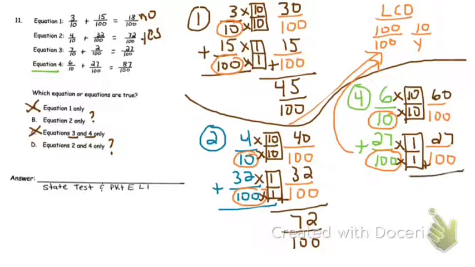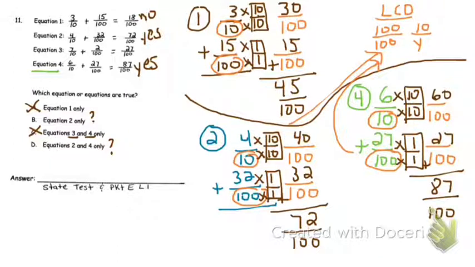My denominators are the same, so now I can add these. Common denominators, the denominator stays the same, so that's going to be the 100. And now I add my numerators. 0 plus 7 equals 7. 6 plus 2 equals 8, so I have 87 hundredths. Let's look up by equation 4. Oh, and that says 87 hundredths. So equation 4 is correct as well.